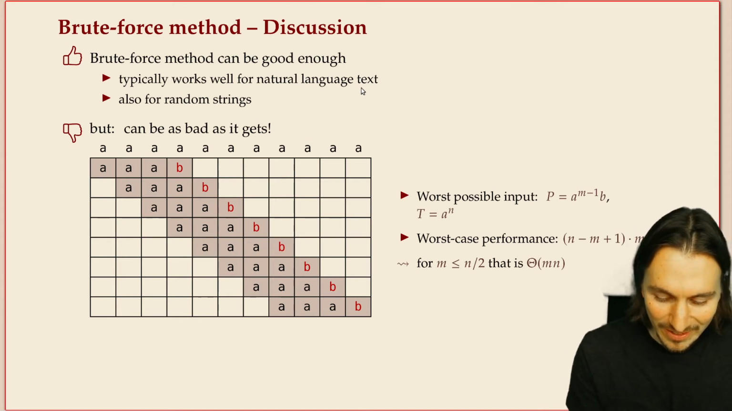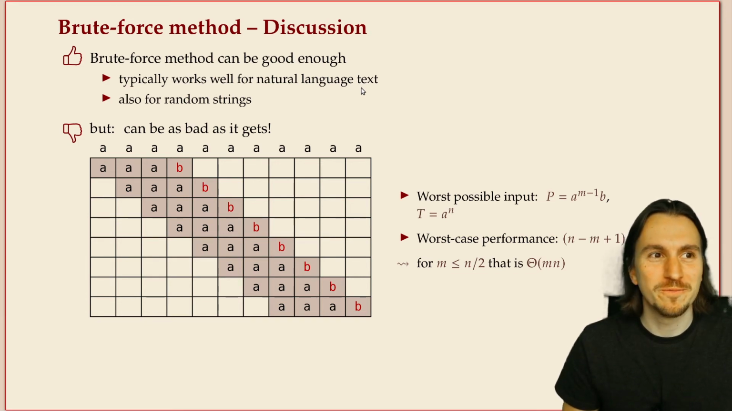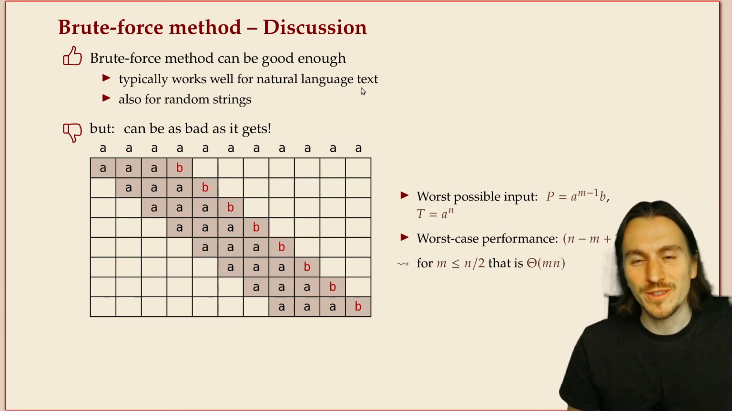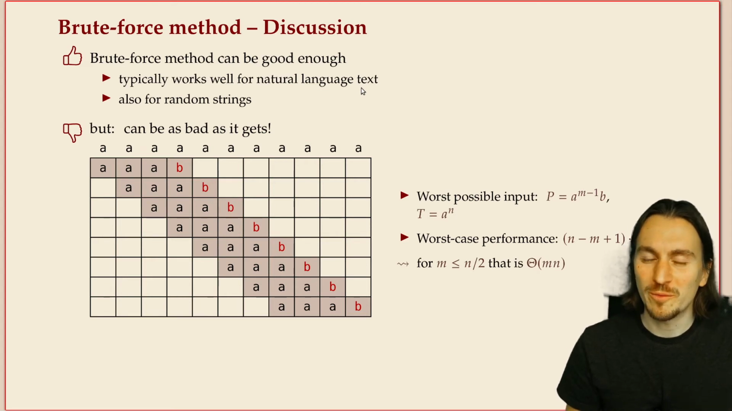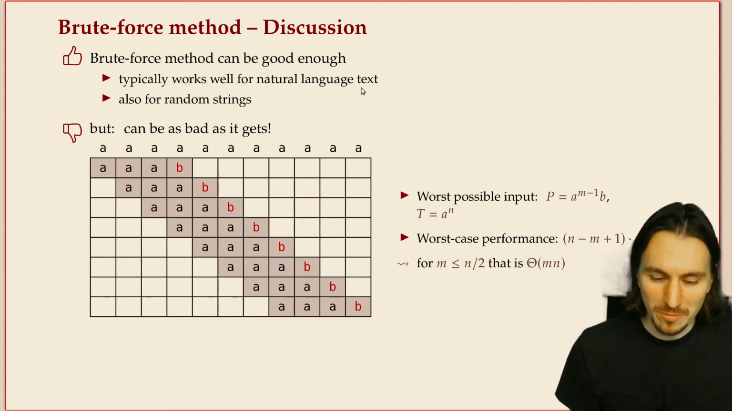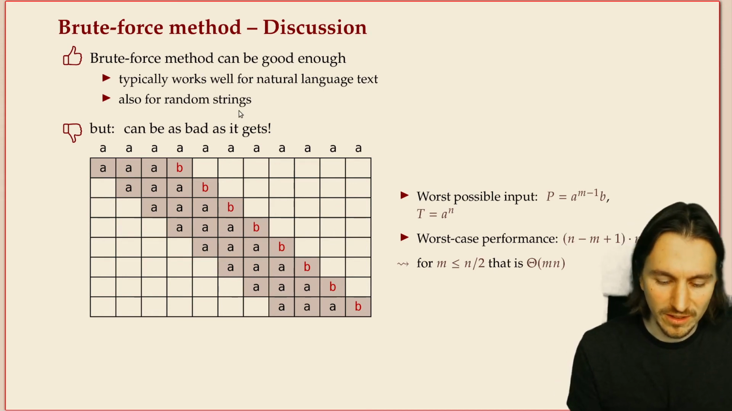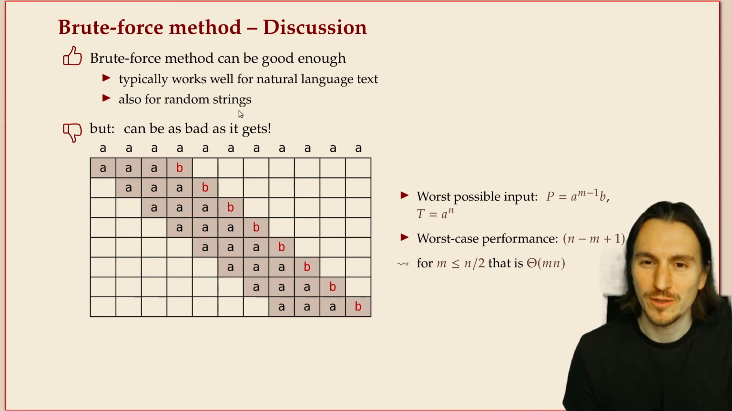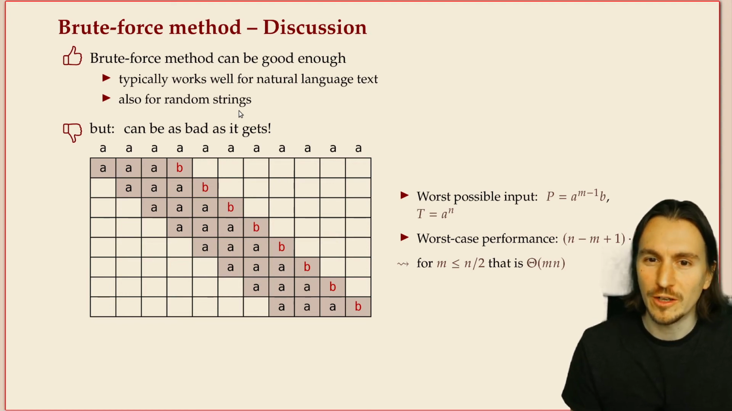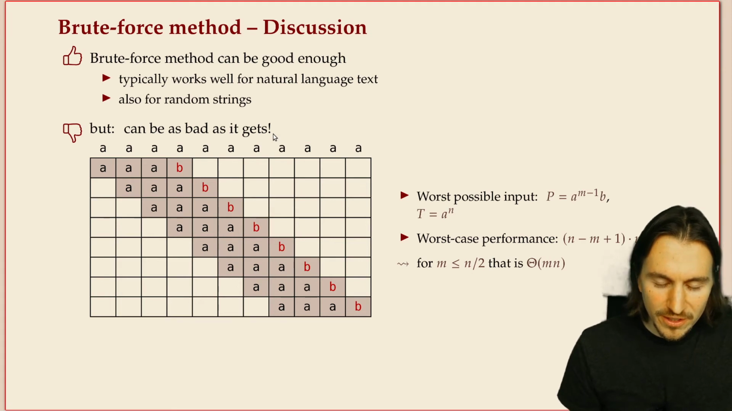We'll see. For natural language text, we have specific words, and not all possible combinations of characters really occur, only a specific small subset of our dictionaries. So it works fairly well for natural language text because of that. And for completely random strings, it also works well because you often get mismatches early on if everything's completely random. But it does become pretty bad in examples like this.